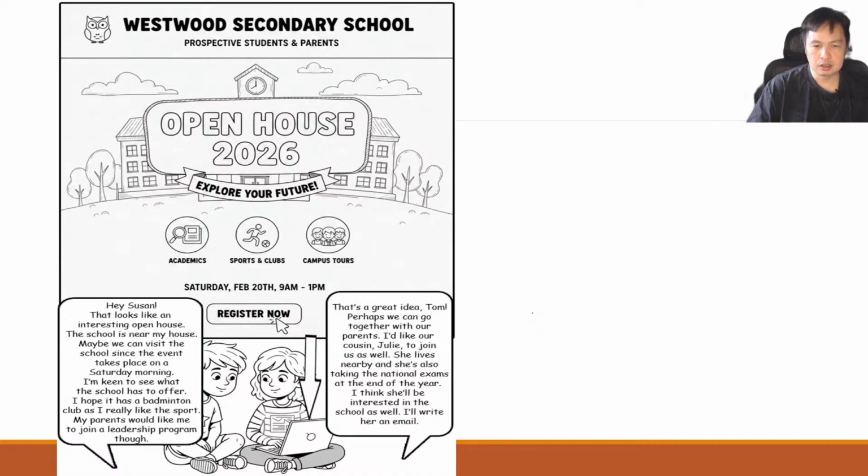And the girl says, "That's a great idea, Tom. Perhaps we can go together with our parents. I would like our cousin Julie to join us as well. She lives nearby and she's also taking the national exams at the end of the year. I think she'll be interested in the school as well. I'll write her an email." Now I know we have done the email previously, okay, and we are doing another example with email.